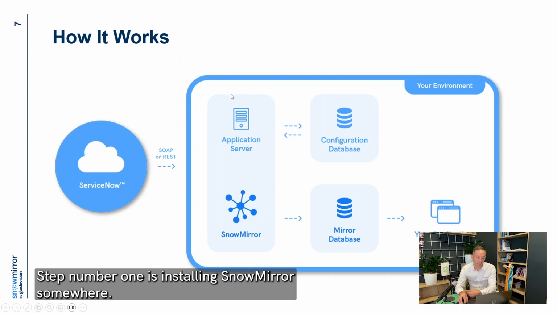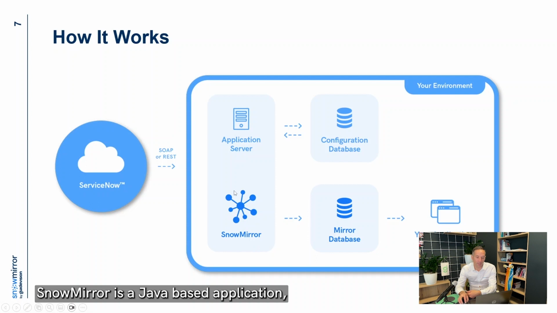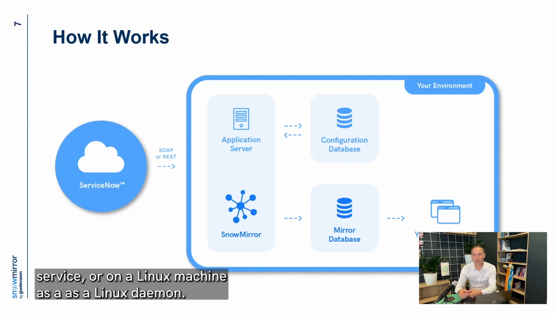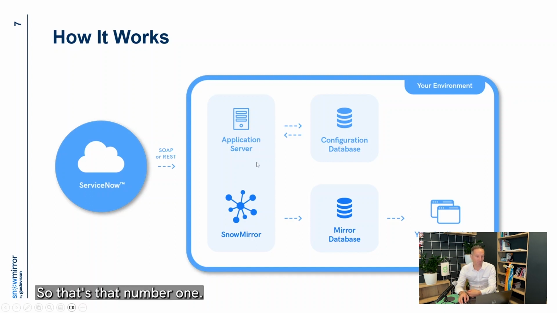The step number 1 is installing SnowMirror somewhere. SnowMirror is a Java-based application, so you can install it either on a Windows server as a Windows service or on a Linux machine as a Linux daemon. So that's step number 1.